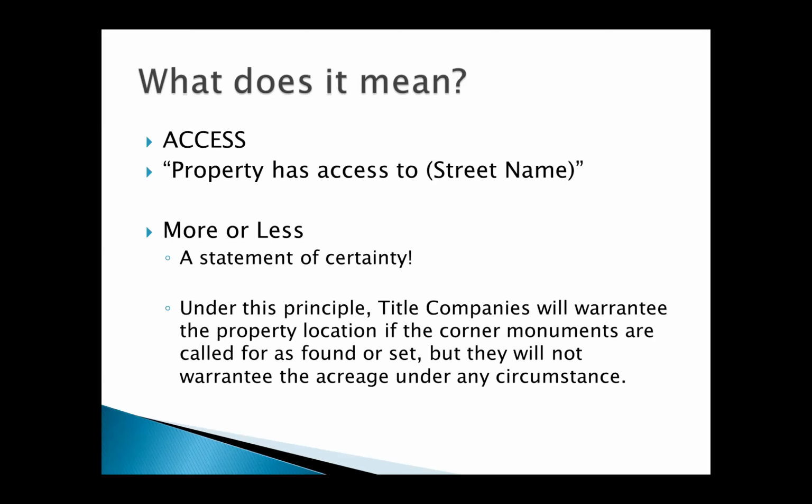Therefore, the statement "more or less" means there is some certainty to the boundary location because it's marked physically. There is some uncertainty about the acreage. Under this principle, the title companies will warranty property location if the monuments are set or called to be set, but they will not guarantee the acreage under any circumstance. Oh, and there is a slight extra charge.